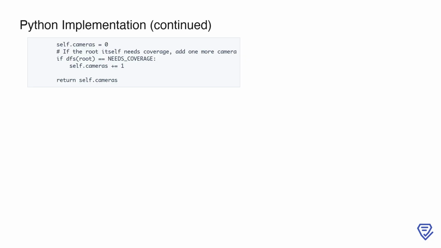Now, we initialize a variable cameras to 0 to keep track of the total number of cameras placed. After defining the DFS function, we invoke it on the root of the tree. If the root is in the needs_coverage state after the traversal, it means we must add one more camera to ensure the root is covered. We then return the total camera count stored in self.cameras. This implementation efficiently calculates the minimum number of cameras required by leveraging post-order traversal and the 3 defined states, ensuring that each node and its children are optimally covered.